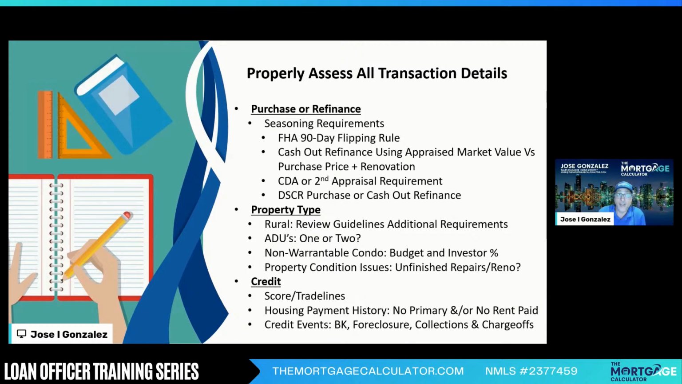Again, now the easy one everyone knows about is cash out refinance using appraised value versus purchase price plus renovations when the property has less than X number of months of seasoning. Right. So we have 0 month seasoning available, 6 month seasoning, 12 month seasoning. So it really depends. Every deal is a specific deal.